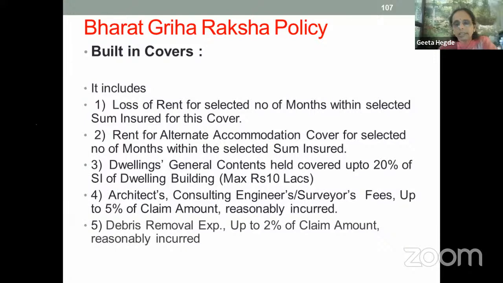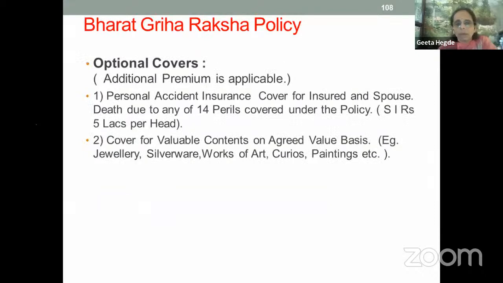Dwelling's general contents are covered up to 20%, that is maximum up to 10 lakhs. Architect and consulting engineers' fees up to 5%, and debris 2%. We have already seen this, it is repetition. Now optional covers. There are two optional covers under the Griha policy.